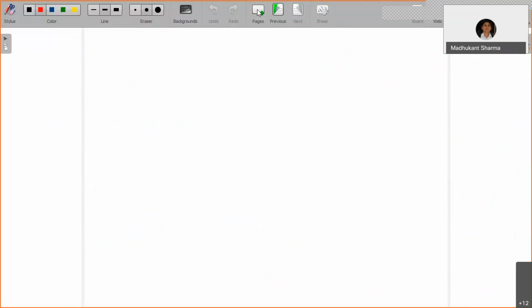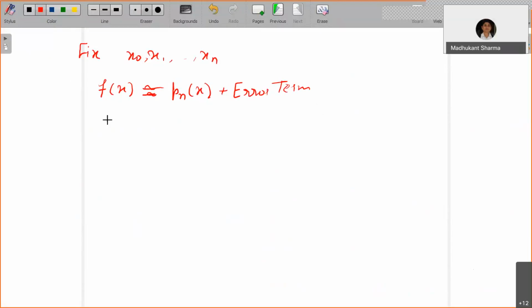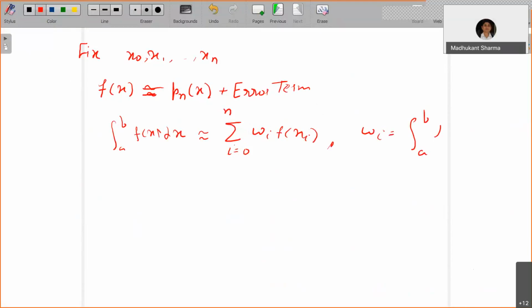So earlier, what we were doing by deriving these rules, Simpson's rule, trapezoidal rules, and so on, is fixing the interpolation points x0, x1, x2, up to xn, and then approximating f by an interpolating polynomial Pn of x plus some error term. And then we get integration a to b f of x dx as summation i equals 0 to n of wi f of xi, where wi, if you recall, is the integration a to b of li of x dx.